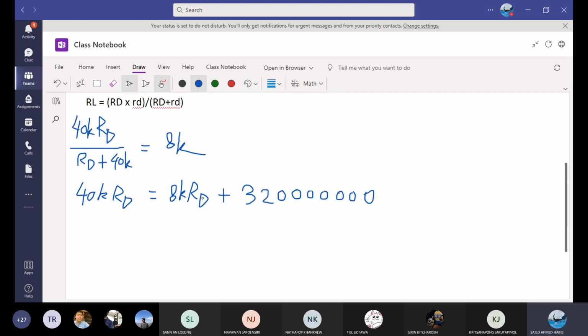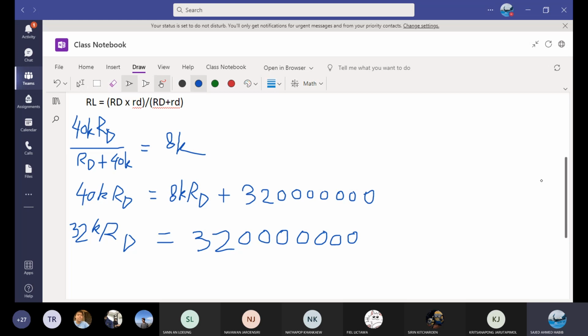So what is RD then? 40K minus 8K is 32K, right? This is 32,000 RD, 32K of RD, equals that thing, 32 followed by seven zeros, which is 320 mega. So 32 kilo RD is this thing. What is RD? You divide this thing.